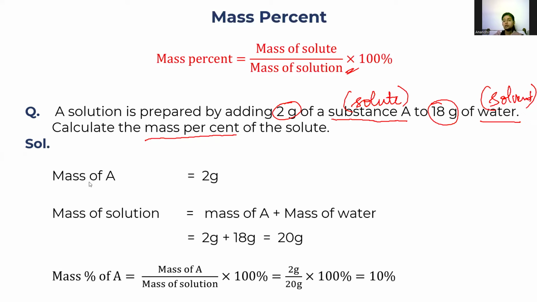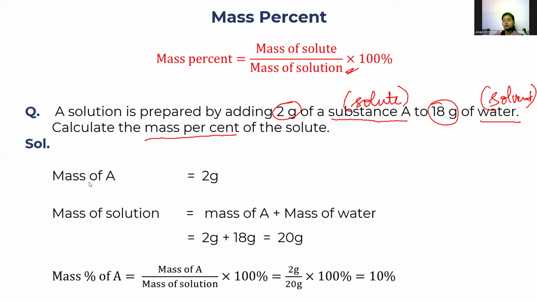Now tell me the formula to find the mole fraction of B. How to find chi B? Number of moles of B by the total number of moles of solution. So Nb divided by Na plus Nb. That's all.